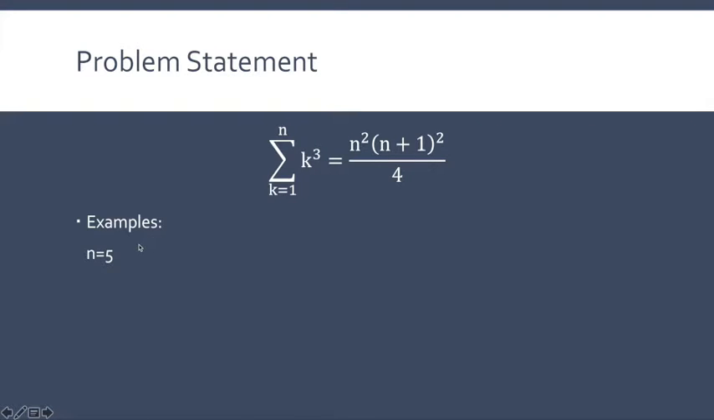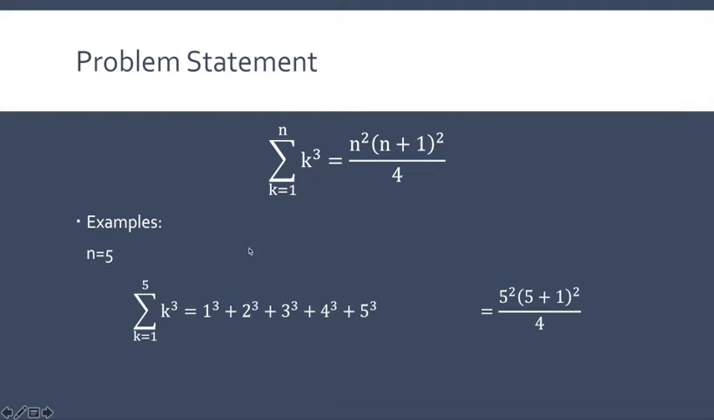And we're going to do an example. Let's set n equals 5. So the left hand side becomes the sum from k equals 1 to 5 of k cubed, which means you plug in 1, 2, 3, 4, 5 into k cubed and sum these numbers up. And on the right hand side, you simply plug in 5. After doing the math, you get 225 on both sides.